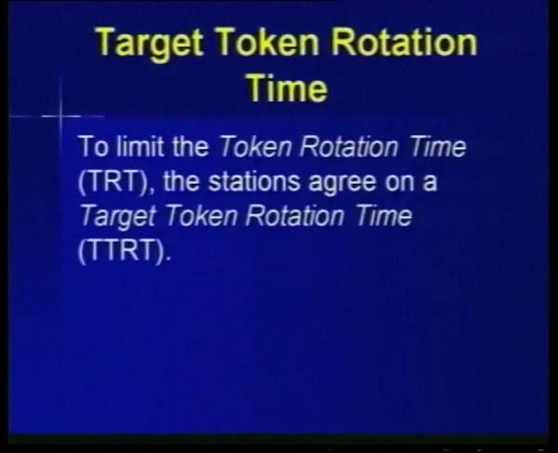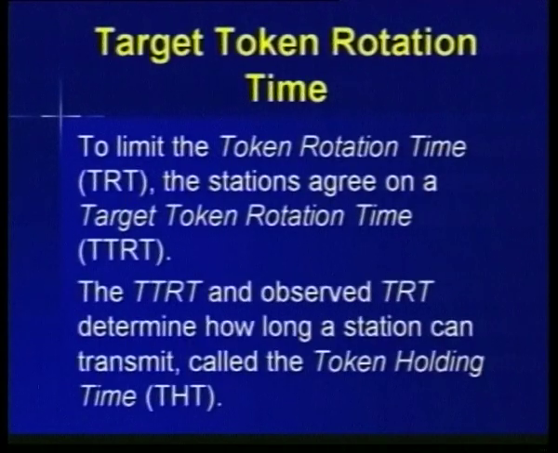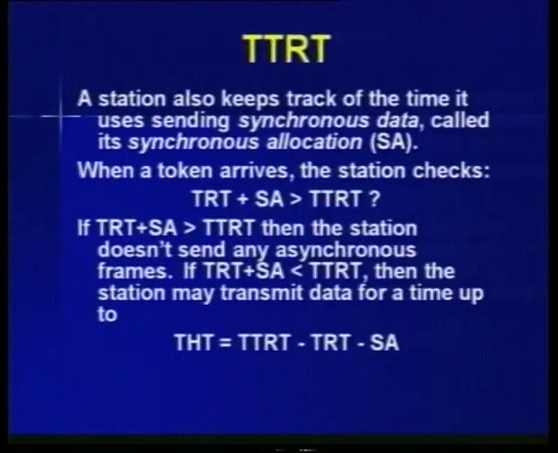To limit the token rotation time, the stations agree on a target token rotation time. So, here the TTRT and the observed TRT will determine how long the station can transmit, and that time is called the token holding time, the THT. A station also keeps track of the time it uses to send the synchronous data, which is called its synchronous allocation or SA. So, when a token arrives, the station checks: if the TRT plus the SA is greater than the TTRT, that is, including my synchronous allocation time, am I exceeding the TTRT or not?